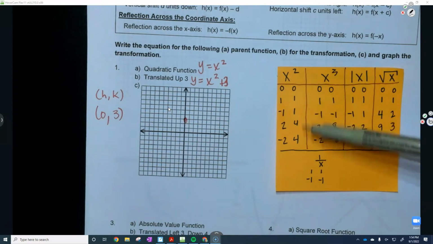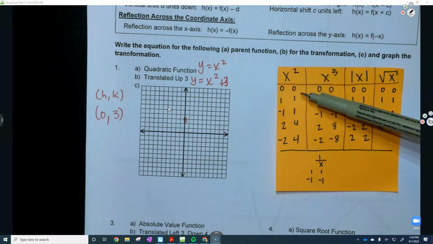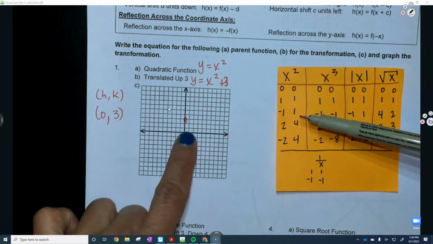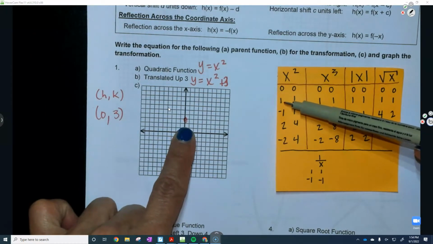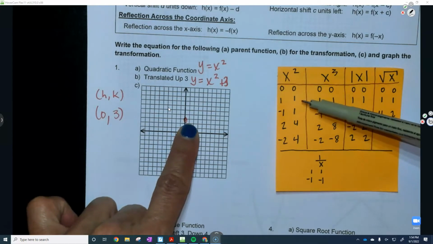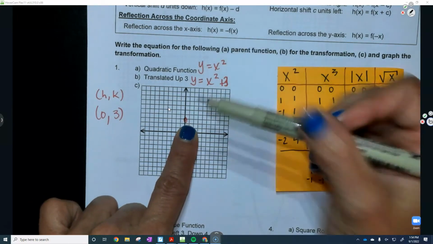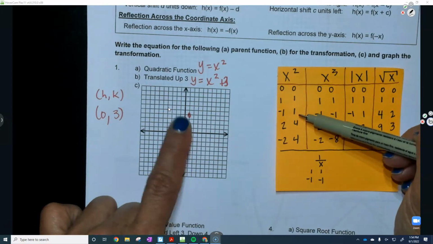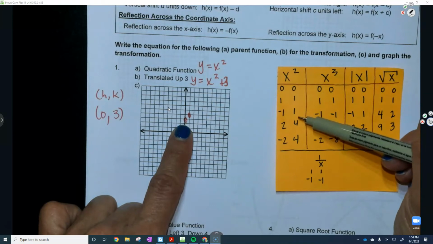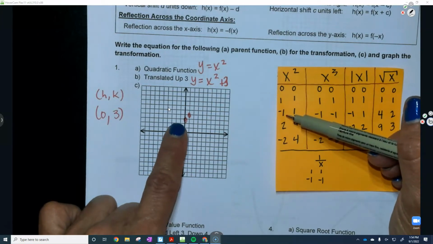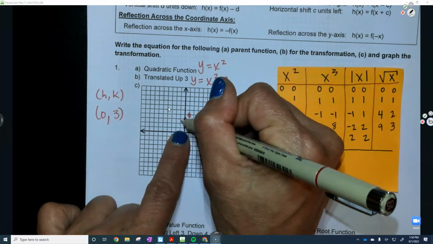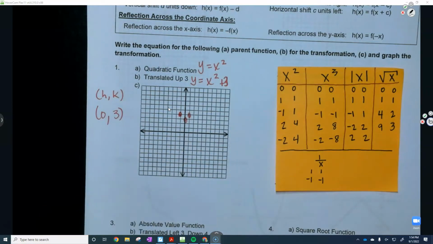And then remember, not only are these ordered pairs on the parent function, these are also maps from the new h, k. So the new h, k is here. I'm going to go 1 place to the right and 1 place up and draw a dot. That's on the graph. Let's go back. You always go back to h, k. Now I'm going to go in the negative direction, and -1 times -1 is positive 1. So we go 1 place to the left and 1 place up and draw a dot.